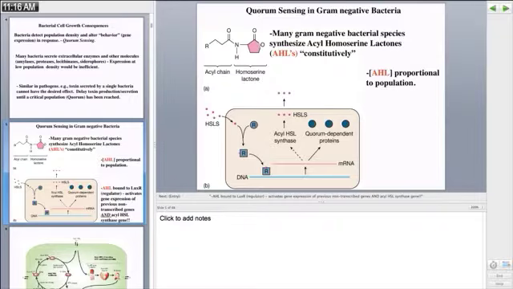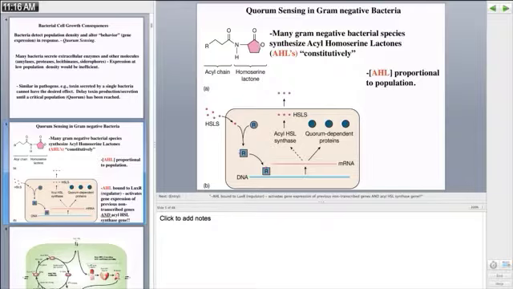And the other really important point is there is no energy required for them to come back in. So homoserine lactones will freely diffuse out and freely diffuse in. And so there's no barrier to them. And so the concentration inside of the cell is basically equal to that outside of the cell.